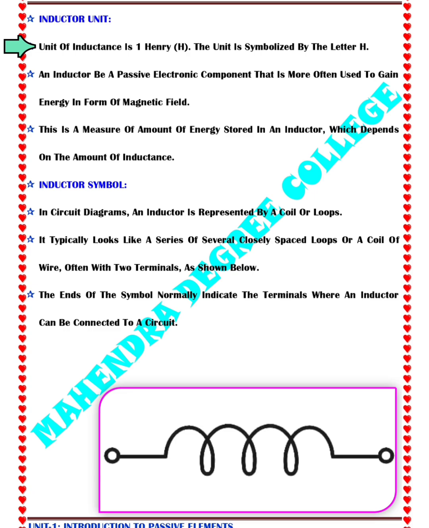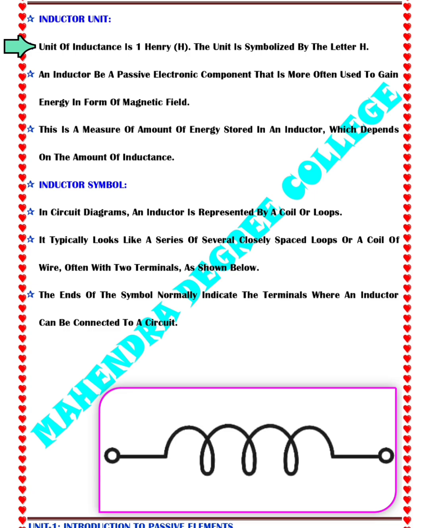The SI unit, meaning Standard International Unit, used to measure inductance is called the Henry. We write it as 1 Henry means 1 H. The unit is symbolized by the letter H. In formulas and calculations, the unit Henry is represented using the symbol H. For example, L equals 2 H means the inductance is 2 Henry.